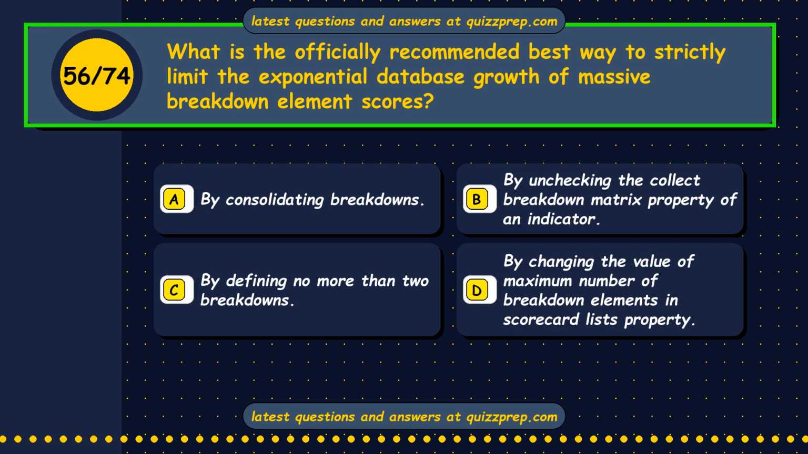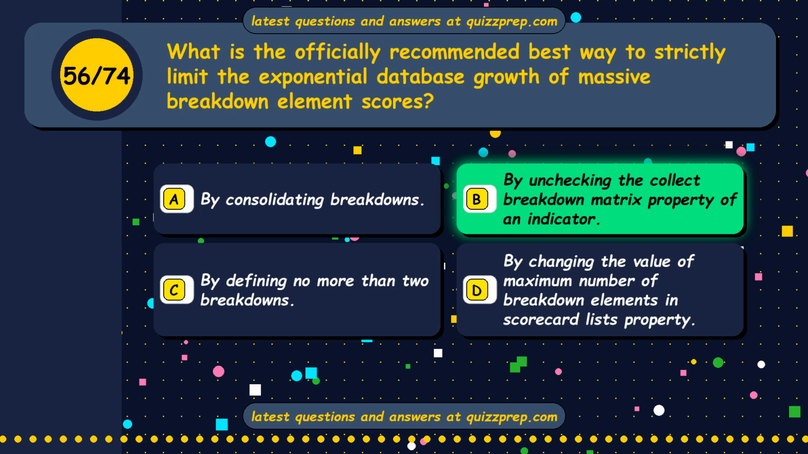Question 56. What is the officially recommended best way to strictly limit the exponential database growth of massive breakdown element scores? Option A. By consolidating breakdowns. Option B. By unchecking the collect breakdown matrix property of an indicator. Option C. By defining no more than 2 breakdowns. Option D. By changing the value of maximum number of breakdown elements in scorecard lists property.